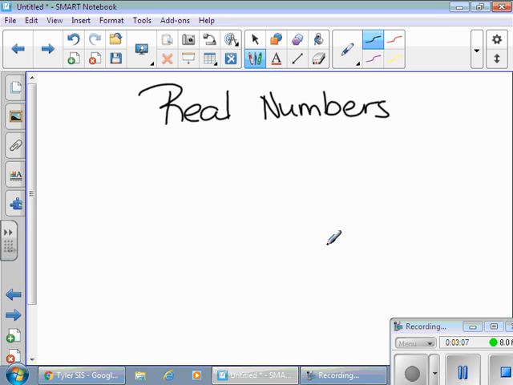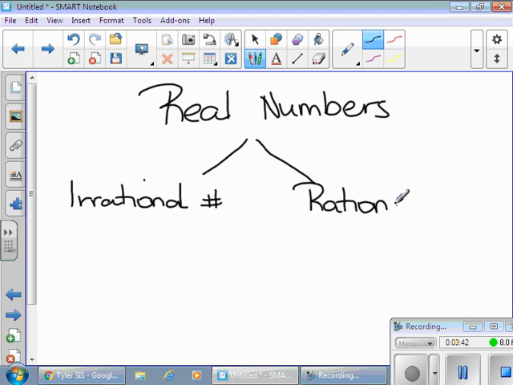Later, when you get into high school and some of your higher math classes, you're going to get into imaginary numbers and irrational numbers. So you're going to get other types of numbers. But right now, we're only going to deal with real numbers, and real numbers are numbers we've always dealt with. Now, real numbers branch off into two types of numbers. We have an irrational number, and we have a rational number.